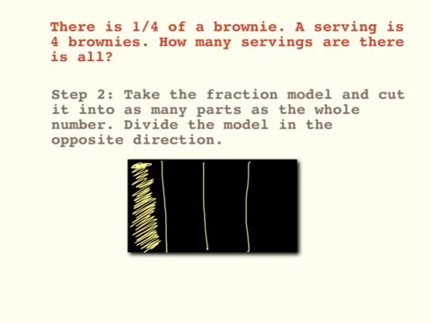The second step is to take the fraction model and cut it into as many parts as the whole number. So for this problem we have 4. We're dividing 1/4 of a brownie by 4. So I will divide it in the opposite direction into fourths. And remember, we talked about imagining that you were cutting what you have for 4 people. How much would one person get?